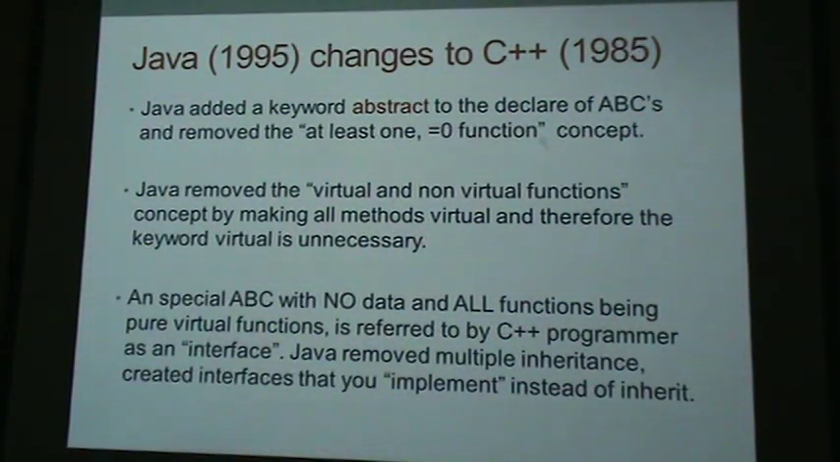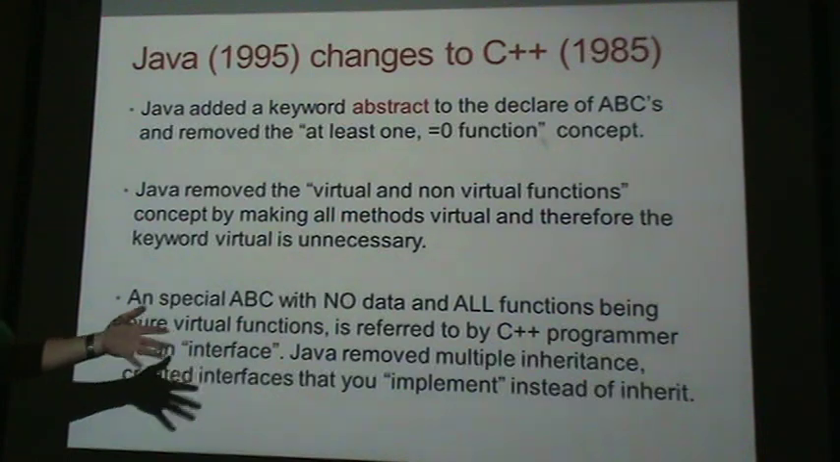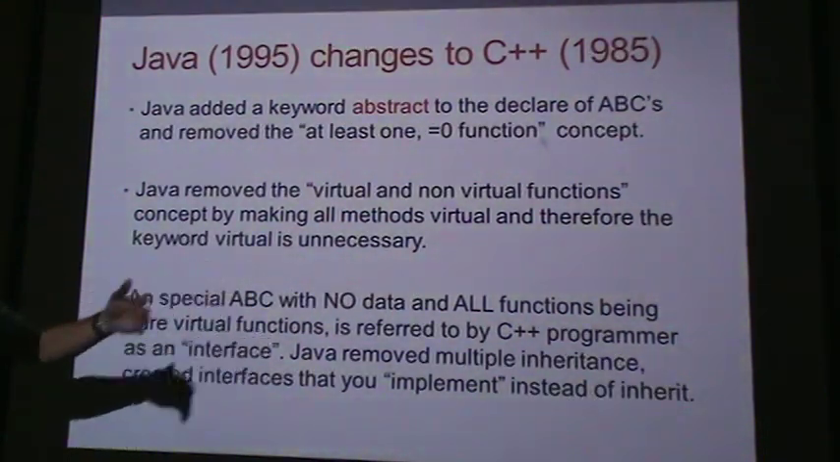So Java, you know, claims it doesn't allow multiple inheritance, but it does allow you to inherit once, and then this special type of abstract base class where there's no data and no method bodies, it allows you to implement, but we're really kind of inheriting it as many times as you want.